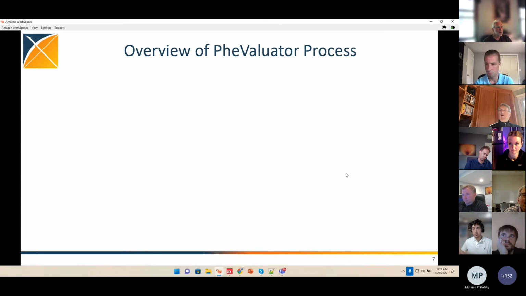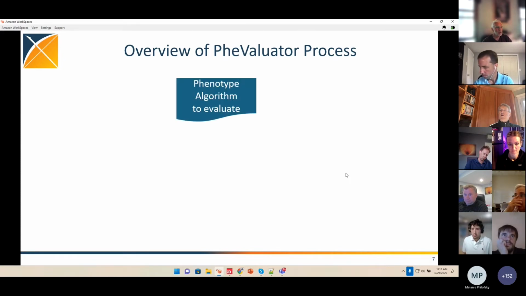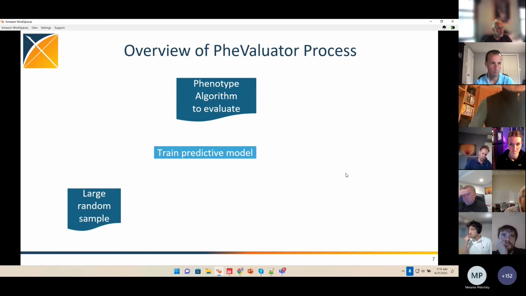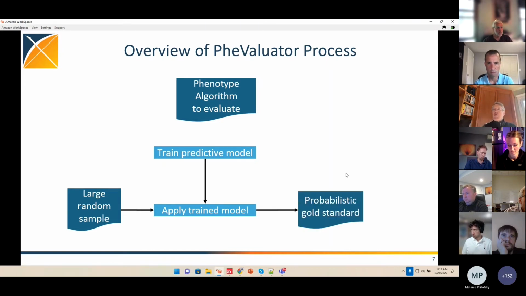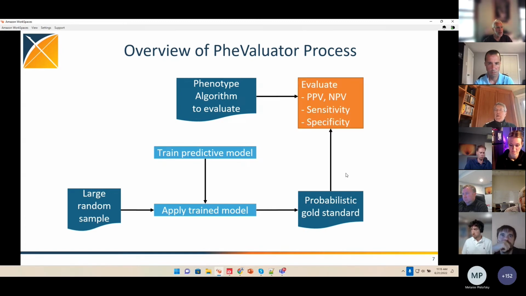To give you an overview of the PheValuator process, it starts off with the phenotype algorithm that you want to evaluate. From there, you start by training a predictive model. You take a large random sample of patients and apply that trained model to that random sample of patients. From there, you get what we call the probabilistic gold standard of patients. Using that probabilistic gold standard, we can then evaluate all the performance characteristics of the algorithm: positive predictive value, sensitivity, etc.